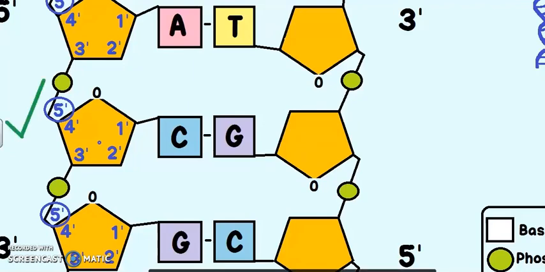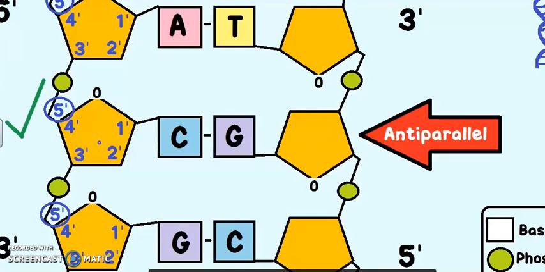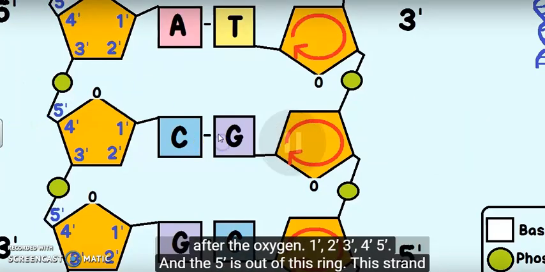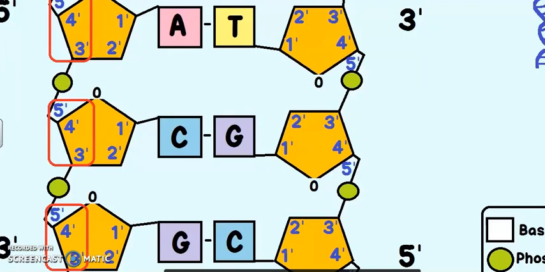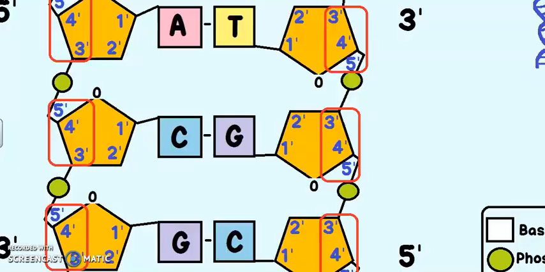Now you do the same thing for the other side, but keep in mind this strand is flipped, just because DNA strands are anti-parallel to each other. So let's count these. Again, clockwise from the oxygen. Notice on this left strand for the 5', the oxygen is on top, and it's flipped. The oxygen is on the bottom. The oxygen, 1', 2', 3', 4', 5', and the 5' is out of the ring. This strand on the left runs 5' to 3', and the strand on the right here runs 3' to 5'.